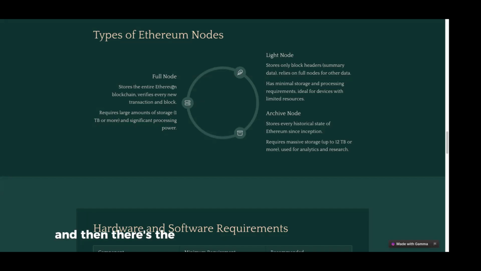And then there's the full node. A full node basically stores the entire blockchain history of transactions. It verifies every new transaction and block. This requires a large amount of storage, let's say 1 terabyte and more, above 1 terabyte basically. You would also require significant processing power.